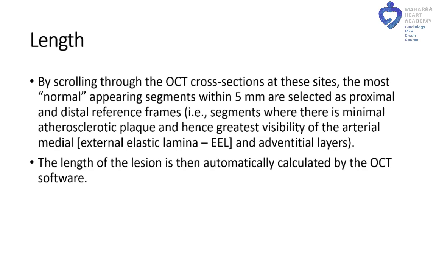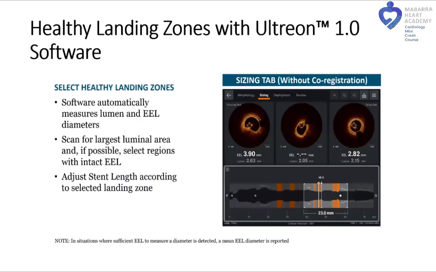And with OCT, the newer versions, the Alzayer 1.0 and 2.0, will give you the entire thing automatically. So for this example, you can see in the image on the right, the Alzayer software calculated the length, and it suggests a stent length of 23 millimeters. It identified a near normal proximal landing zone, and it measured an EEL of 3.9, and also identified a distal normal or near normal landing zone measuring an EEL of 2.82.